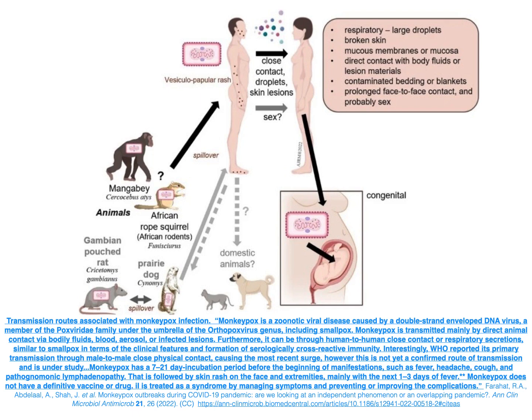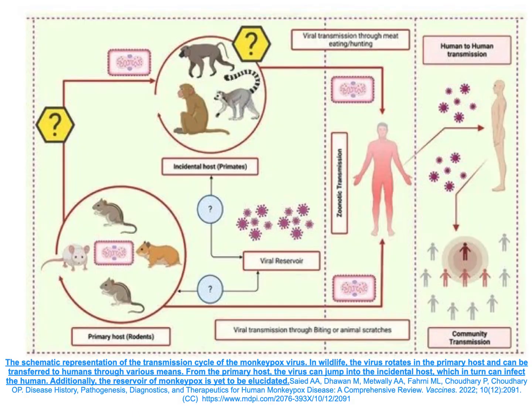Monkeypox does not have a definitive vaccine or drug. It is treated as a syndrome by managing symptoms and preventing or improving the complications. The schematic representation of the transmission cycle of the monkeypox virus. In wildlife, the virus rotates in the primary host and can be transferred to humans through various means. From the primary host, the virus can jump into the incidental host, which in turn can infect the human. Additionally, the reservoir of monkeypox is yet to be elucidated.